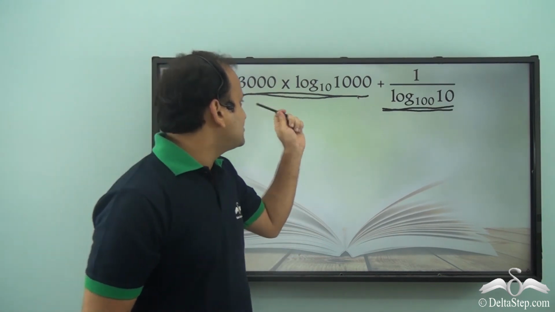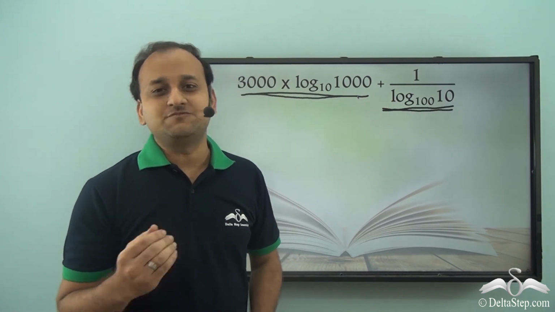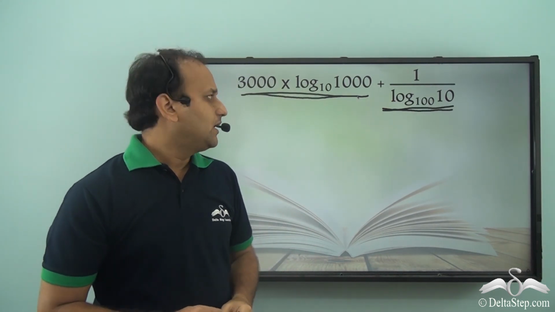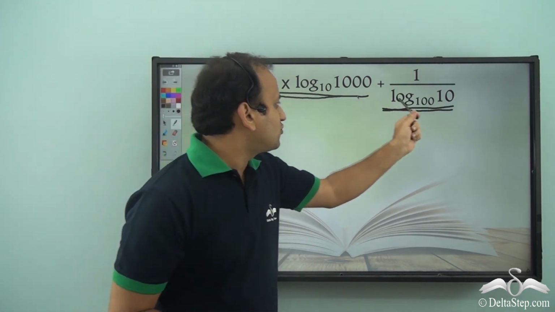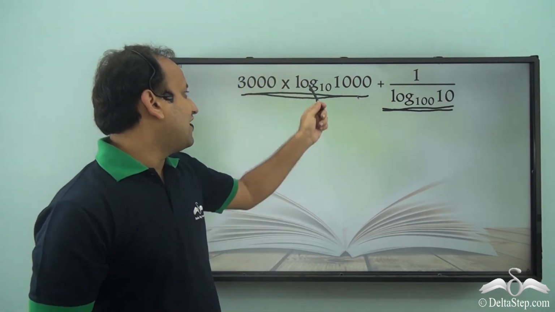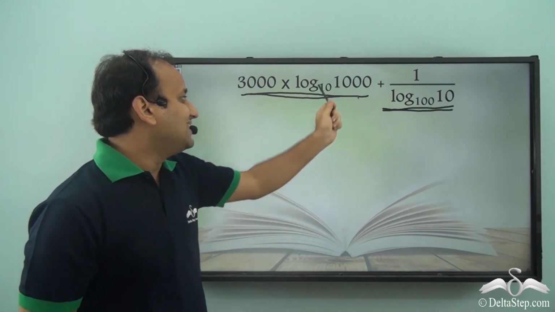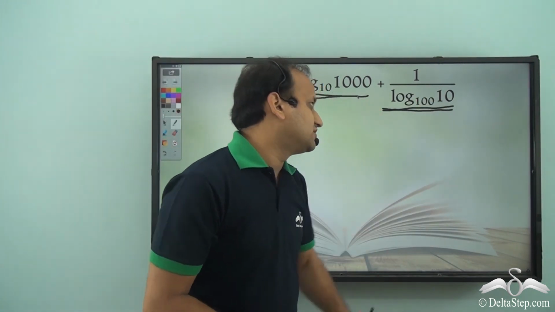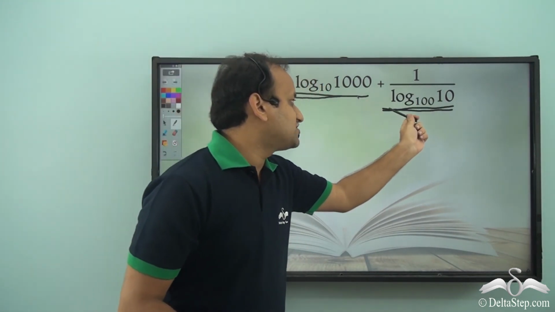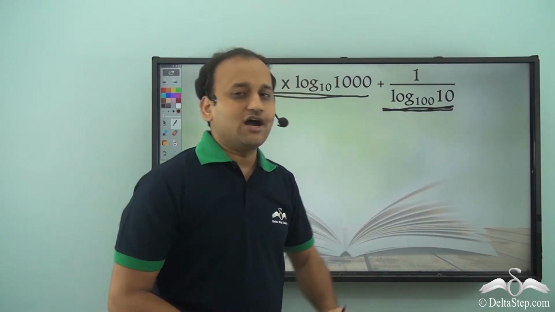So Sam was tasked with calculating the final speed of the spacecraft. But this is a very complex sort of equation where you have log 1000 to the base 10, which is multiplied by 3000, and then we have added it with a fraction, and the denominator of the fraction is log 10 to the base 100.